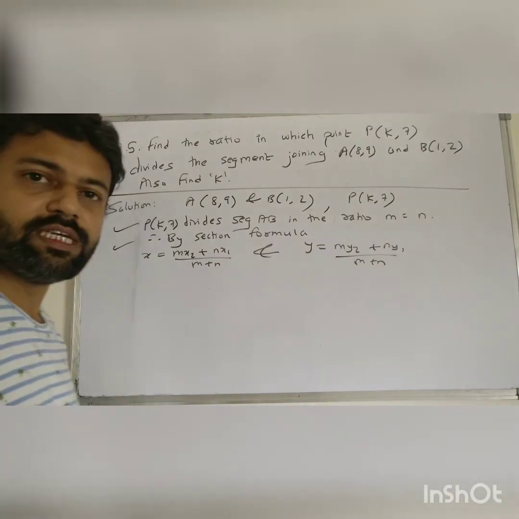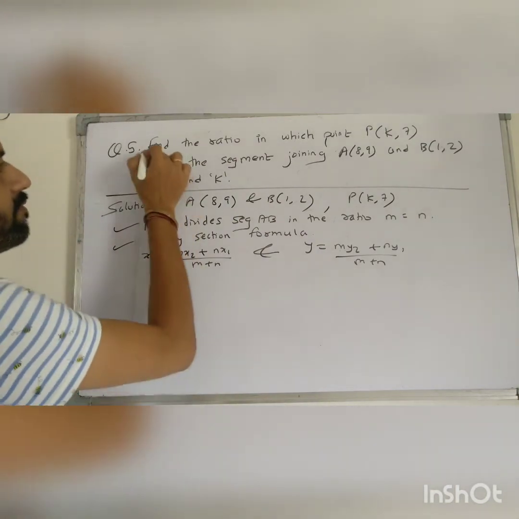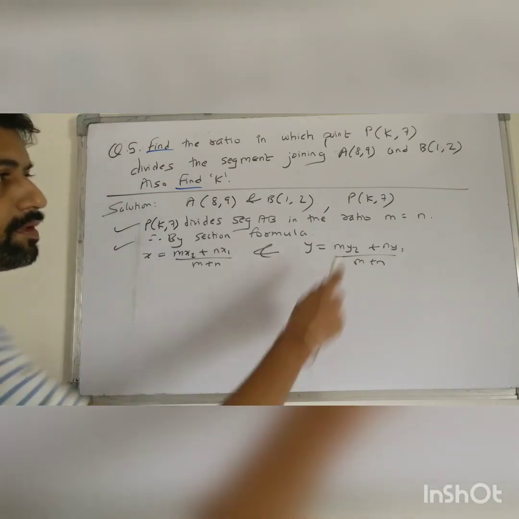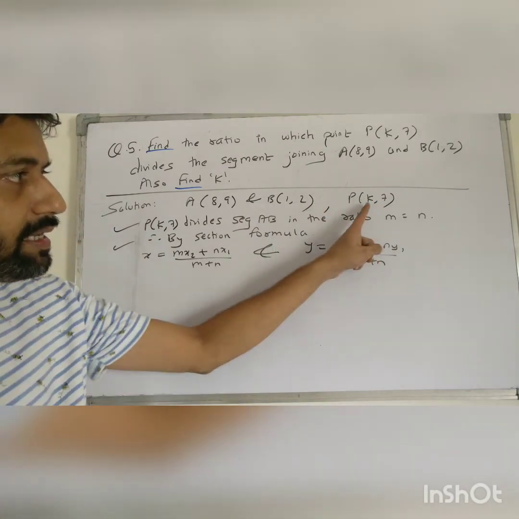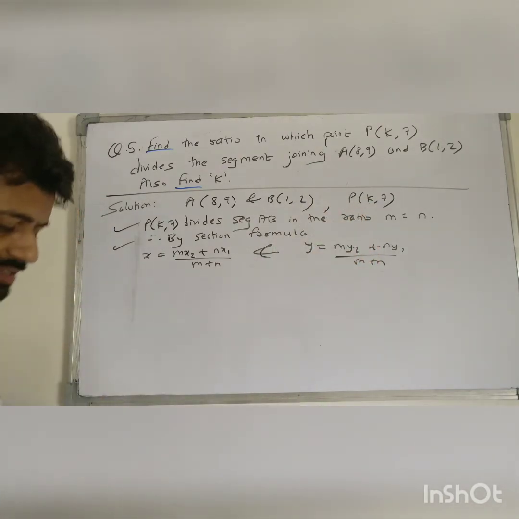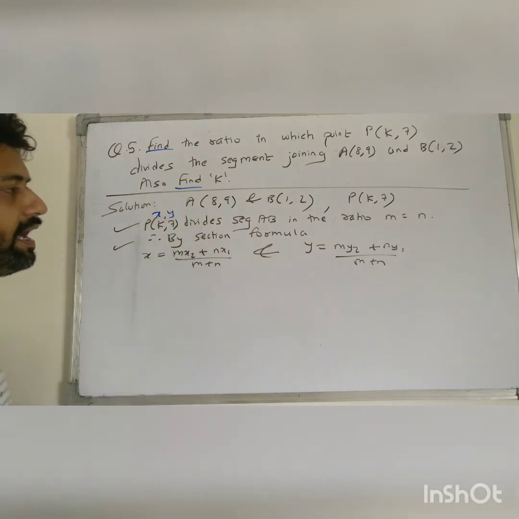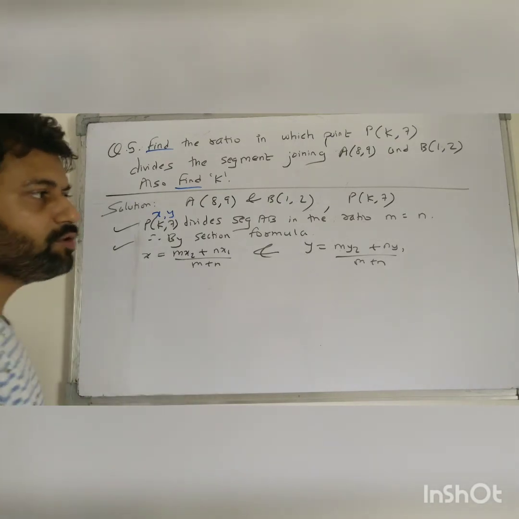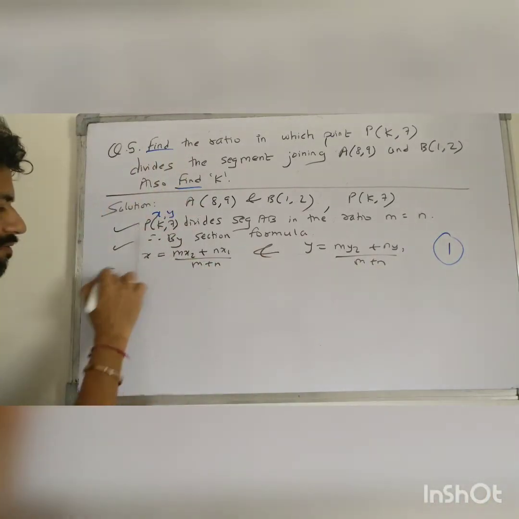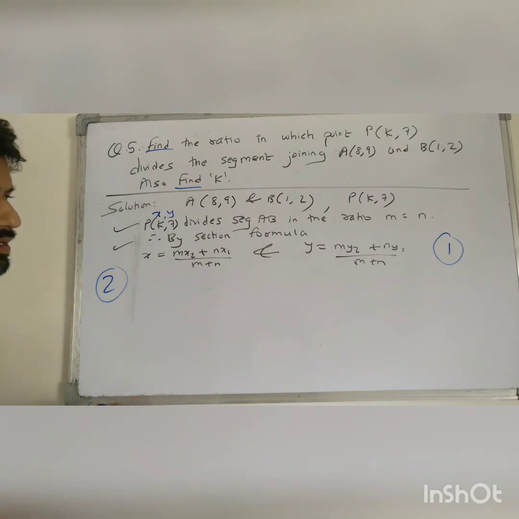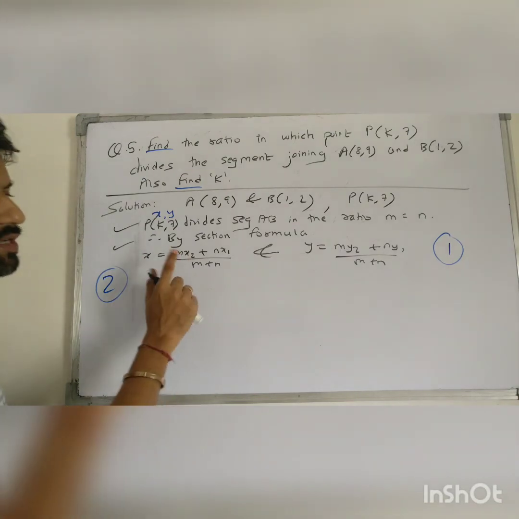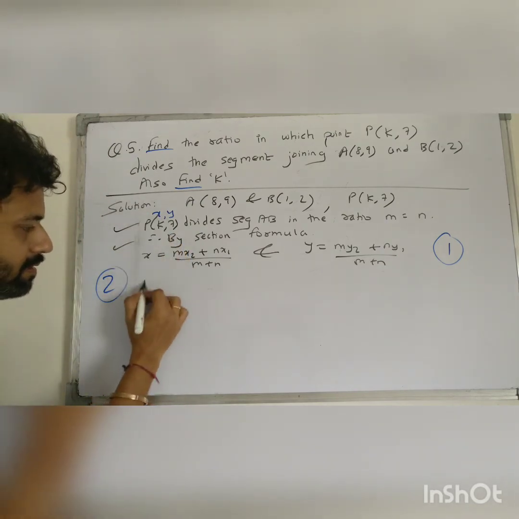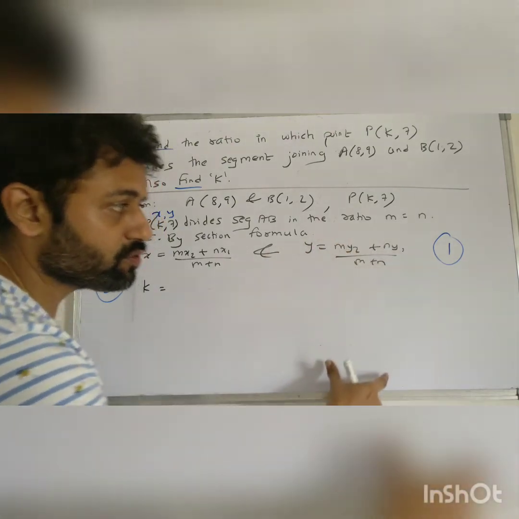See students, two things are asked here. First we have to find the ratio and then we have to find the value of k. K is the x coordinate and 7 is the y coordinate. K is unknown to us. So first we will use this part and then we will use this part. Remember this. Sir is not going to use this formula first because if you use it you will get stuck, because here there is k. So what are we going to do? We are going to solve for y first.